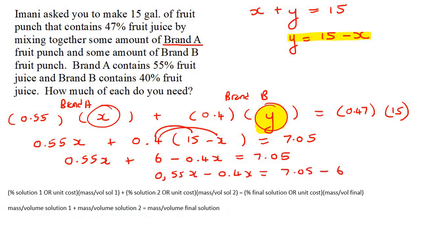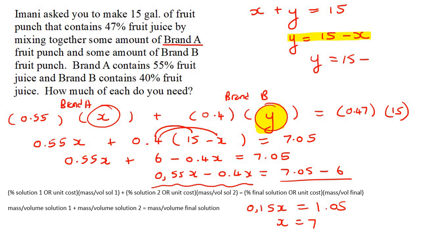Okay, and so if we put these together, that'll just give us 0.15x, and then if we put this together, that'll be 1.05, and so x is equal to 7. Okay, and then we can also get y now by saying that y is equal to 15 minus x, which is 7, and that would give us 8. So now we answer their question. We say, therefore, we can use 7 gallons of brand A, and then 8 gallons of brand B.